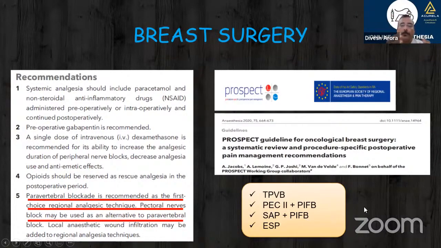So how do I decide whether I have to use PECS or SAP or ESP? It's very simple. If the BMI is around 30 and the patient can be turned to the lateral side, I generally prefer ESP. If the BMI is on the higher side, then my personal preference is SAP with PIFP, and I do it prior to the incision, whereas ESP, in our department, we do after the surgery is over.